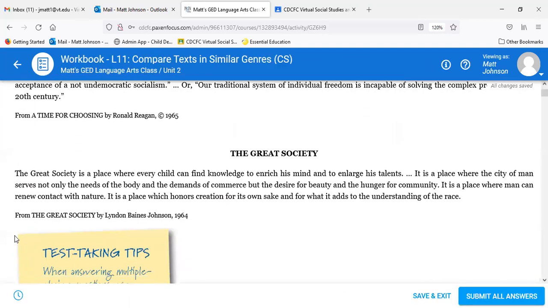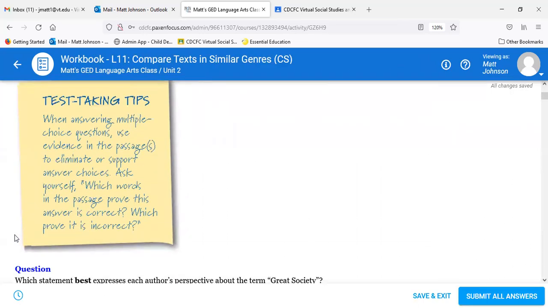All right, our same passages. And here it says, when answering multiple choice questions, use evidence in the passages to eliminate or support answer choices, right? It's always talking about process of elimination. Ask yourself, which words in the passage prove this answer is correct, which prove it is incorrect. And with that in mind, how about Etta?